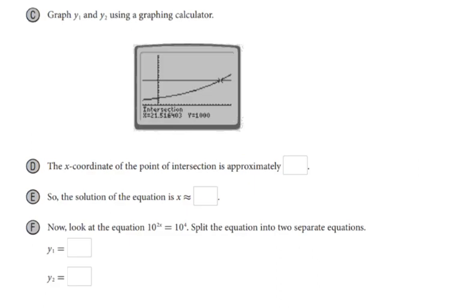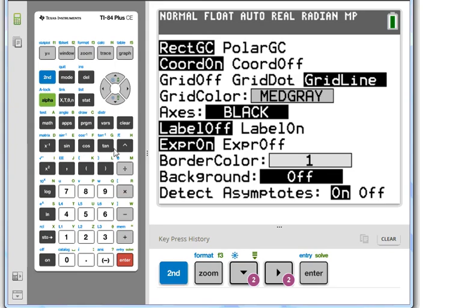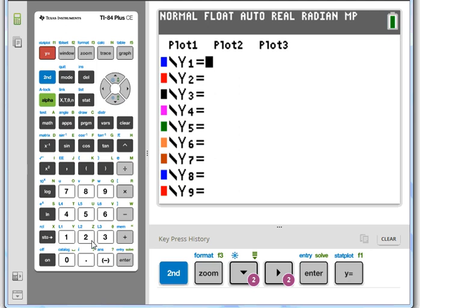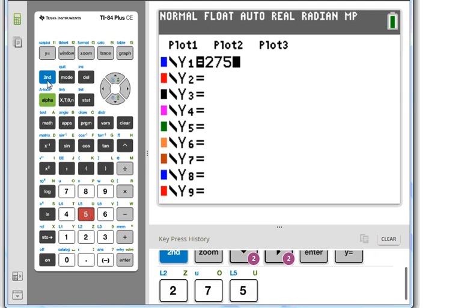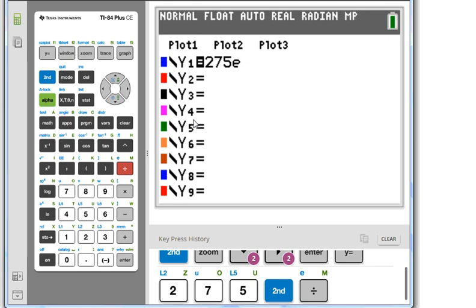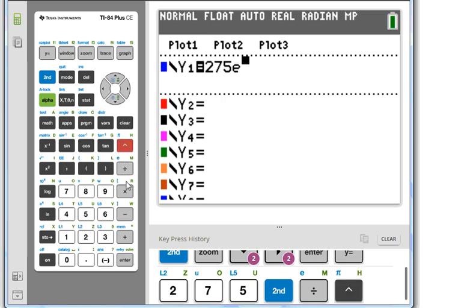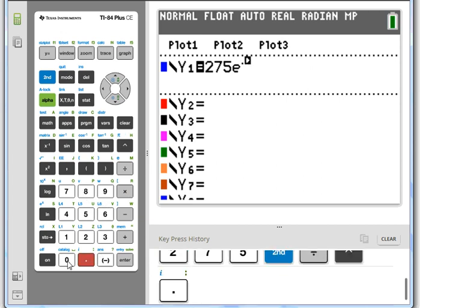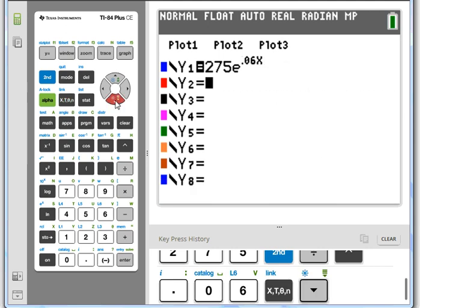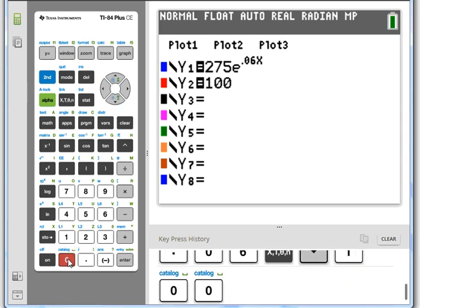Now let's go here. It says graph y1 and y2 using a graphing calculator. So we'll go to our calculator here. We have a sketch in the material here. But if we go here to 275e, now I press second division sign. E is Euler's number, which is about 2.718, I think. A very special number named after Euler, German mathematician. So anyway, we're going to have our y2 is 1,000.